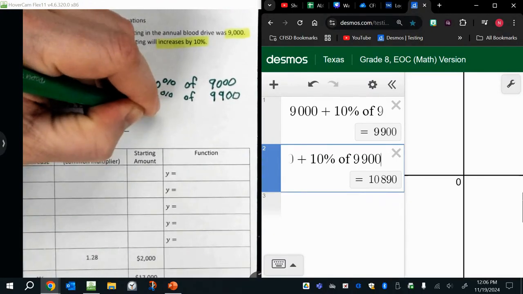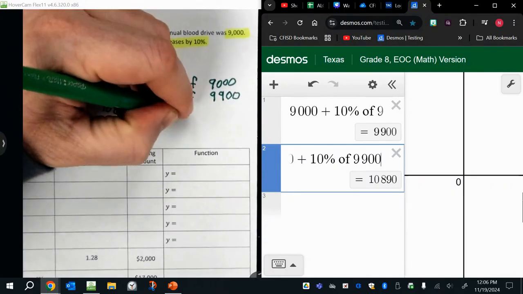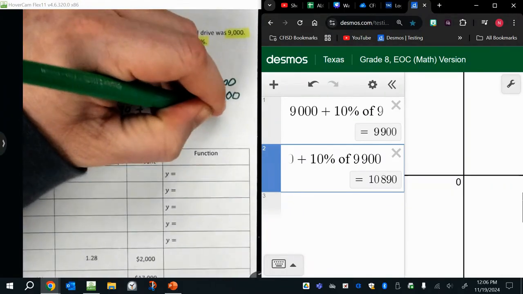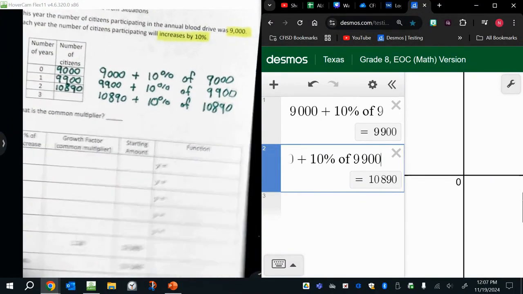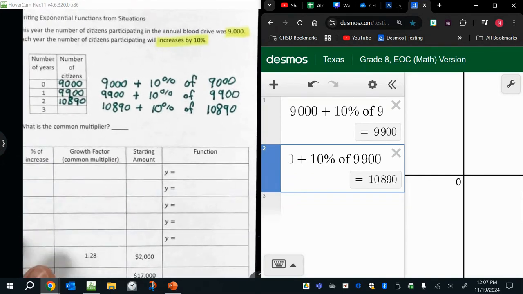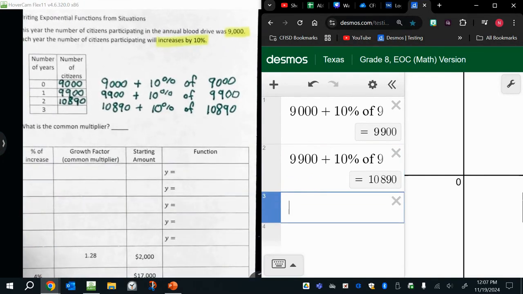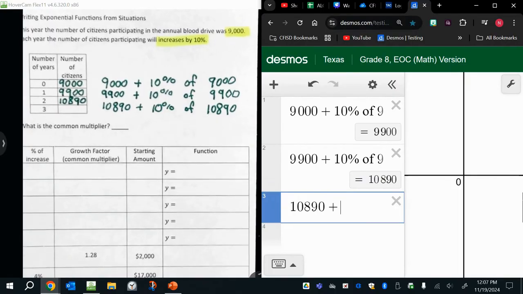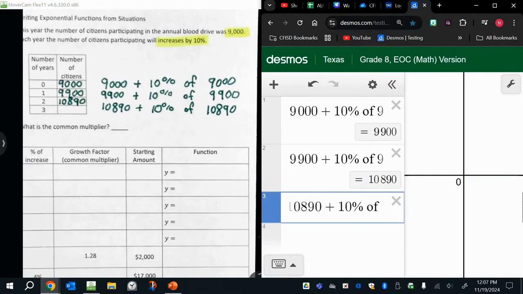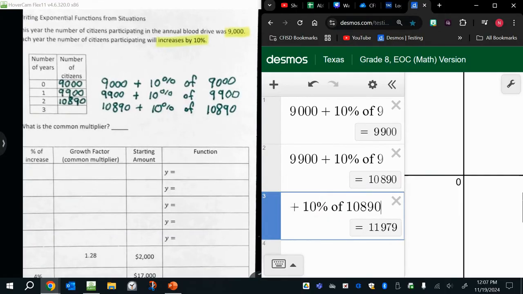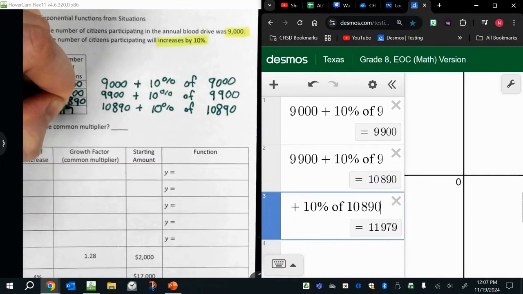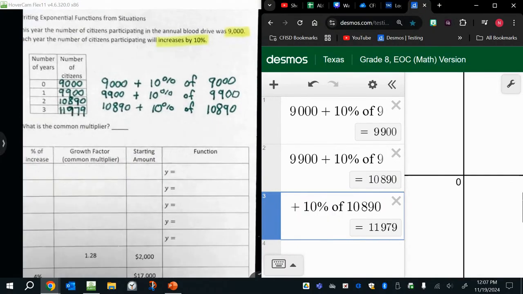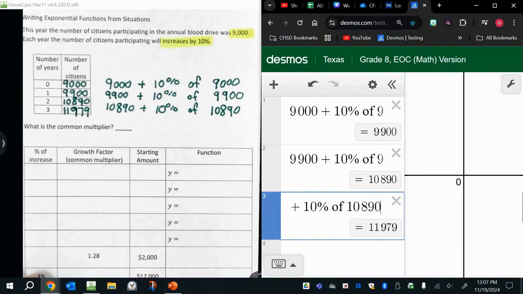So now I'm going to take 10,890 and add 10% of 10,890. So we'll take 10,890 plus 10% of 10,890, and we get 11,979. And if I wanted to get the next number, I would take 10% again.